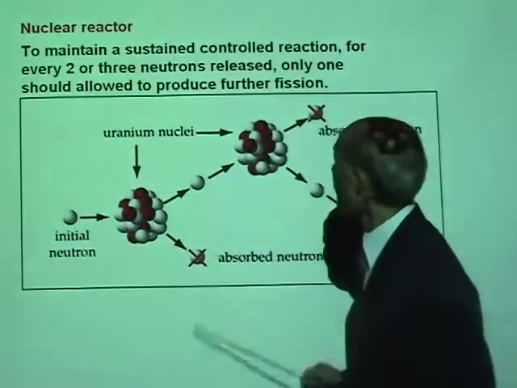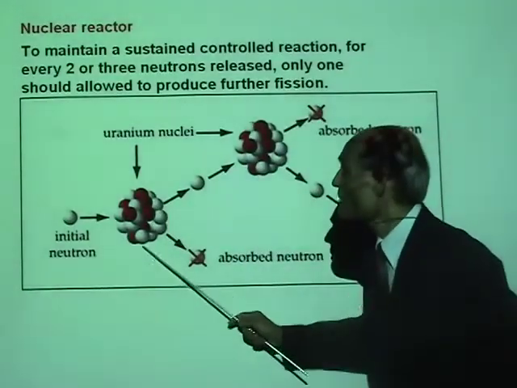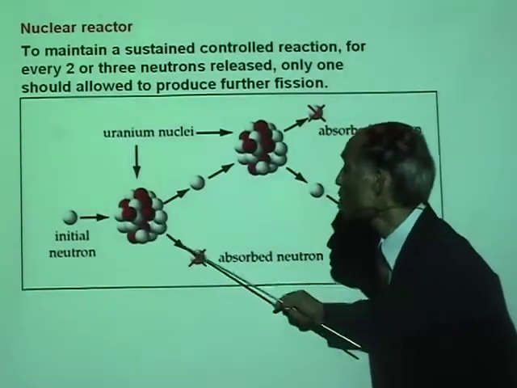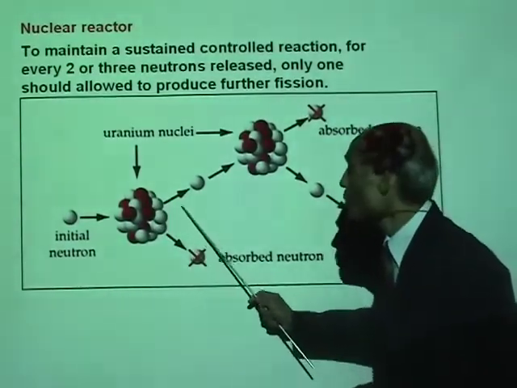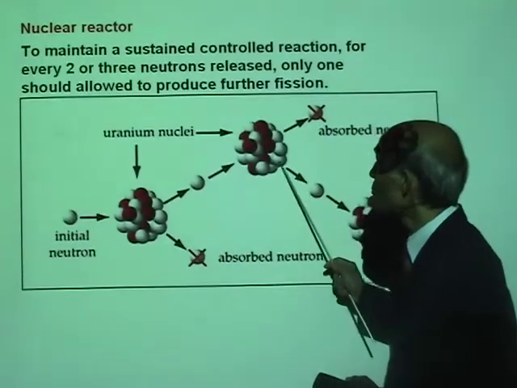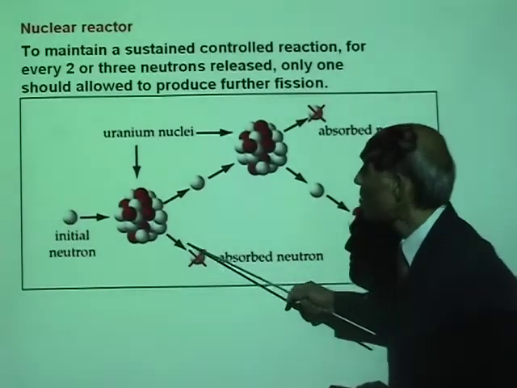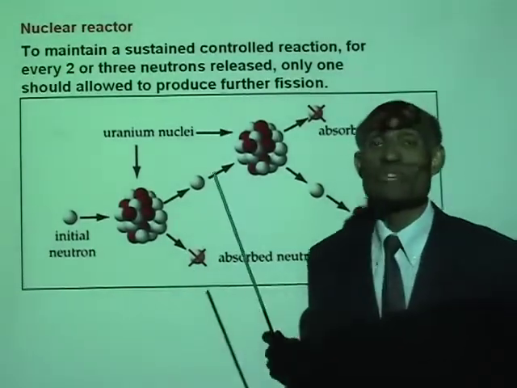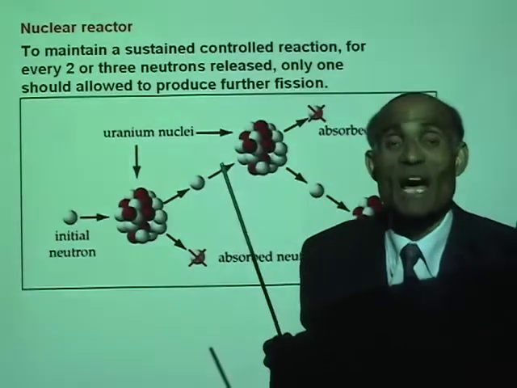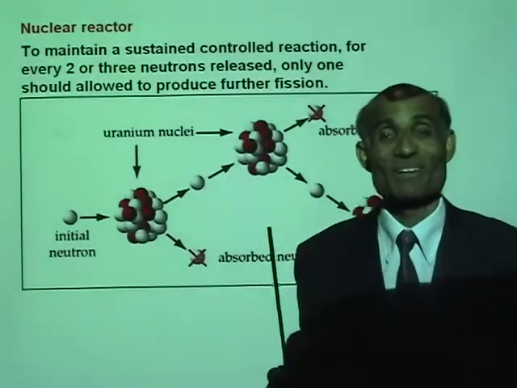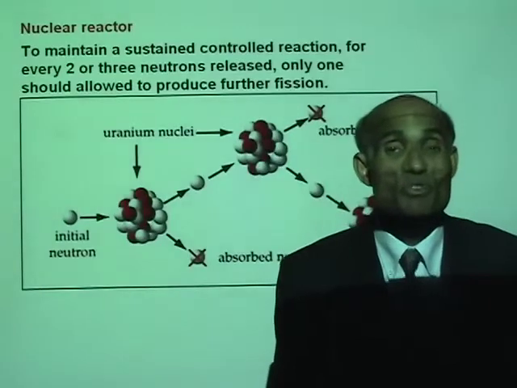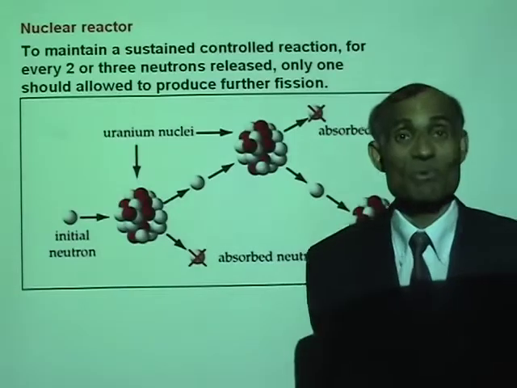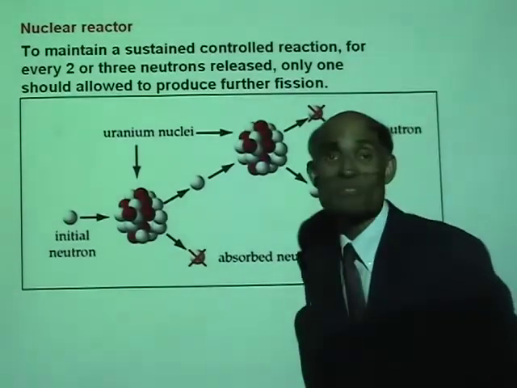Now, therefore, what we need to do is, if the first nucleus undergoes fission, and if there are 2 neutrons produced, then only one should be allowed to produce further fission. Somehow we must remove the other one. In other words, we must use efficient neutron absorbing materials. And there are some good neutron absorbing materials. Boron is a good example of neutron absorbing materials.